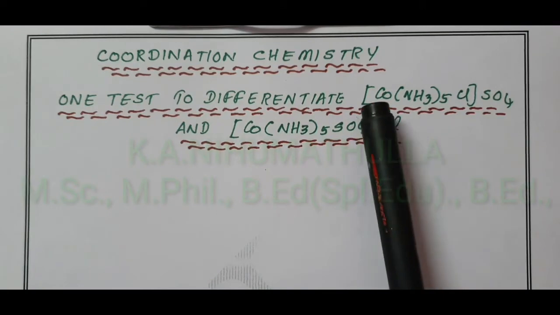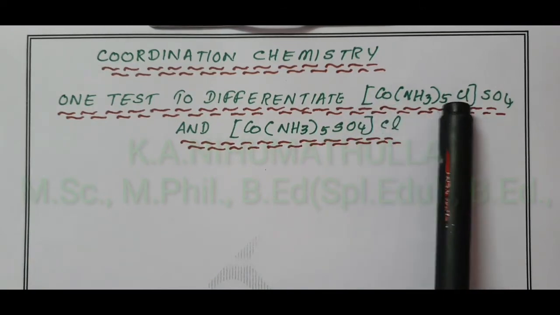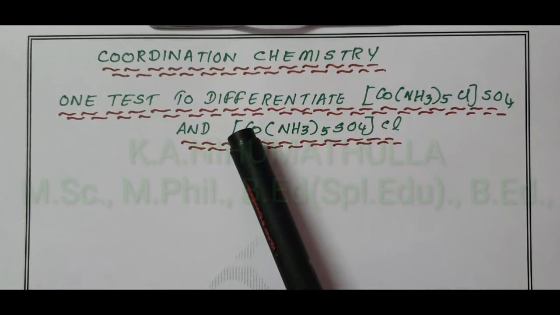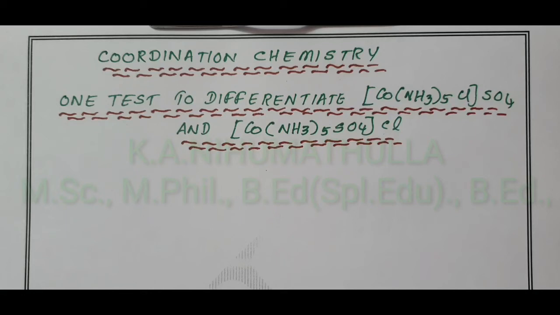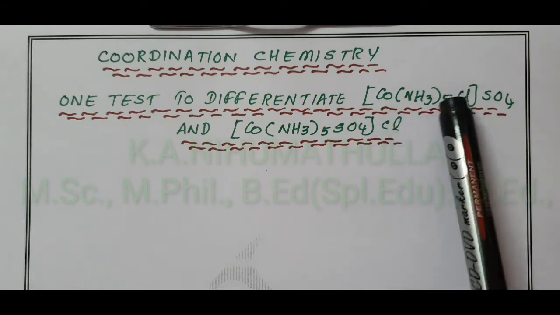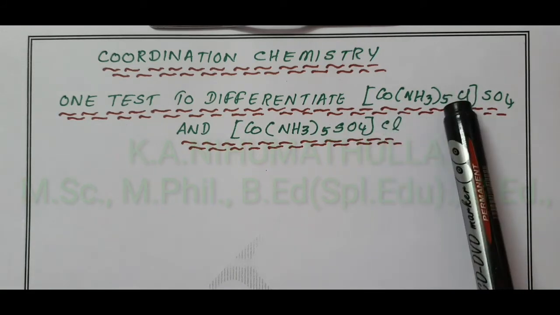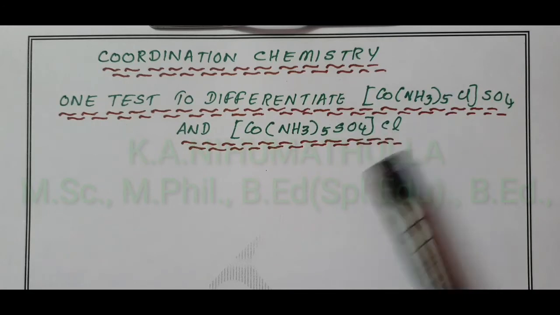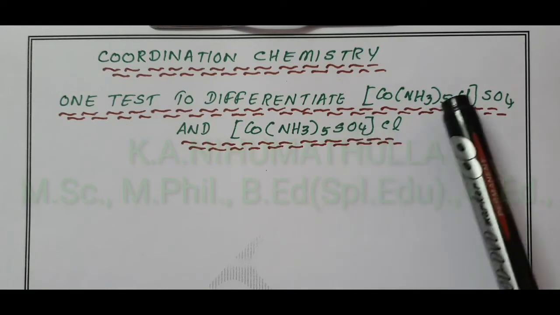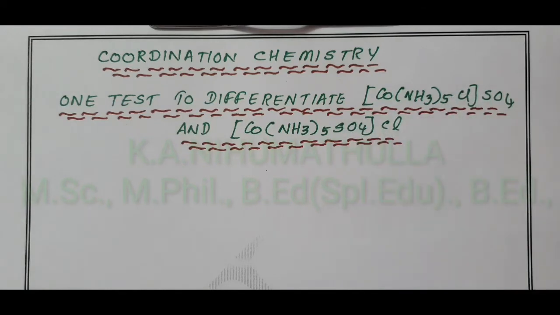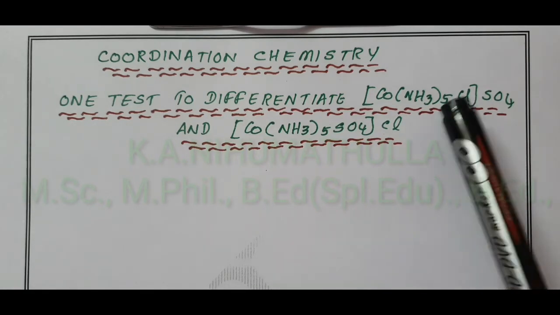In coordinate chemistry, in this video, we are going to discuss one test to differentiate [Co(NH3)5Cl]SO4 and [Co(NH3)5SO4]Cl. What is the name of this type of compound? Actually, this complex comes under ionization isomers. When these compounds are dissolved in a solvent, they undergo ionization and produce different ions. By using silver nitrate, we can distinguish these two compounds.